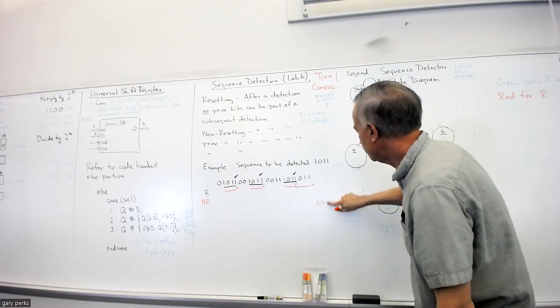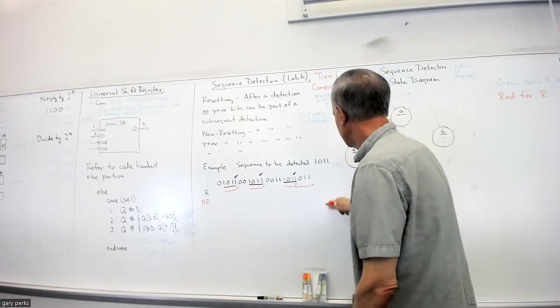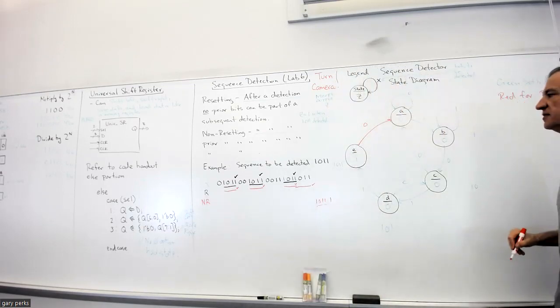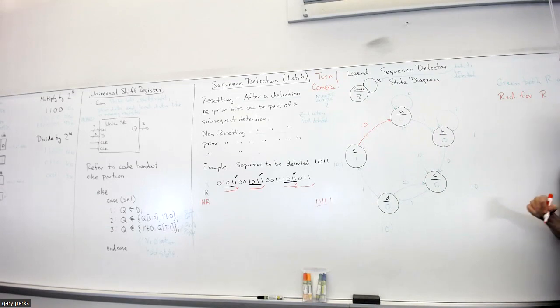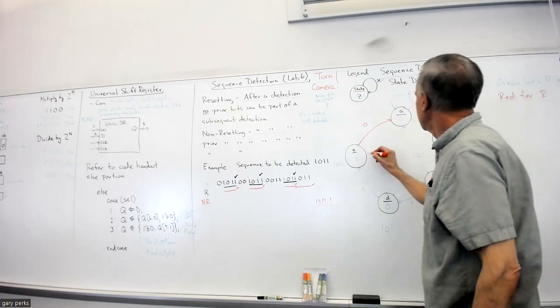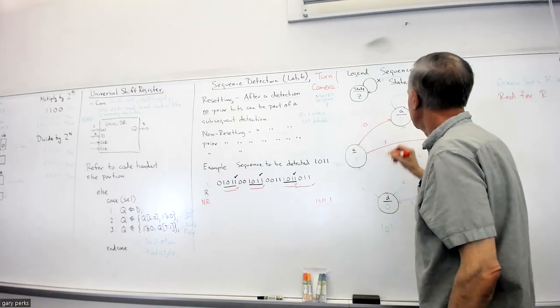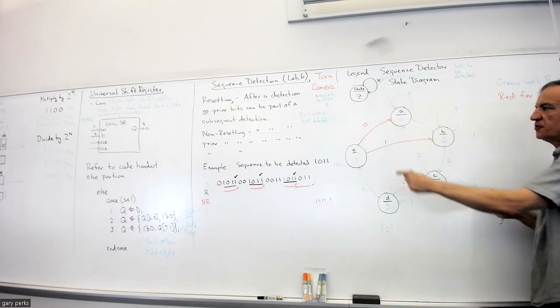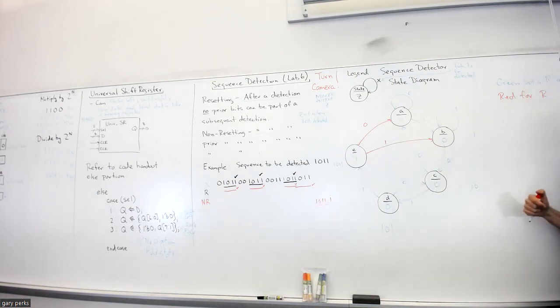But what if we get a 1? Right? So we got a detection, 1, 0, 1, 1, and now we get a 1. We would go to B, right? Because it takes a 1 to get to B. So that would be the state diagram for resetting, right? Because again, the green is the same for both, and then you'd have the red once you have a detection for the resetting. Everybody okay? Because the next one would be non-resetting.